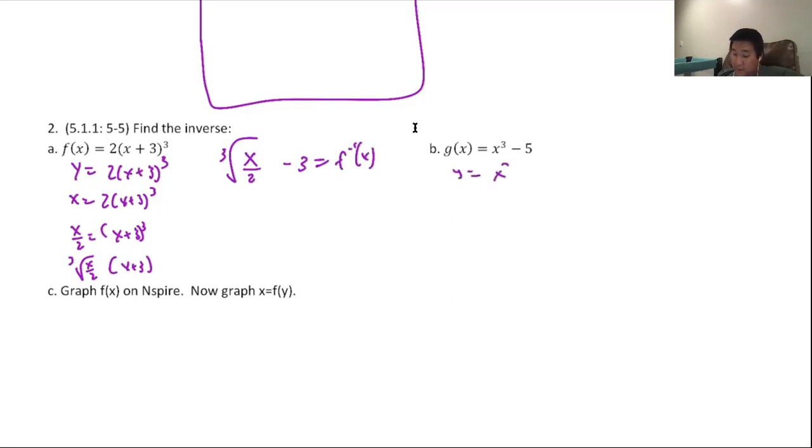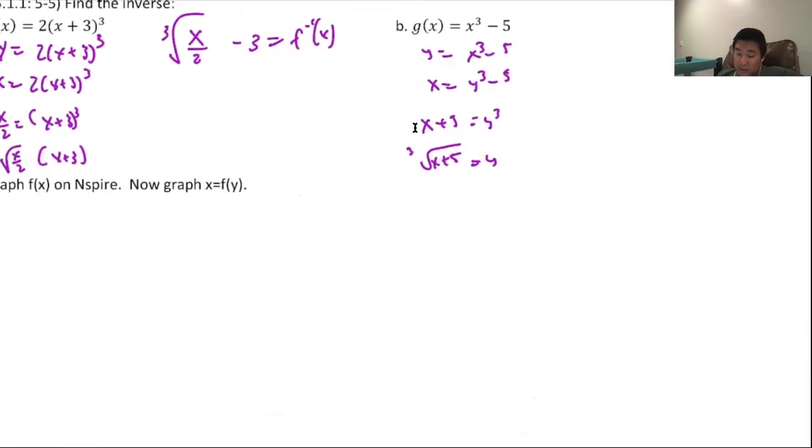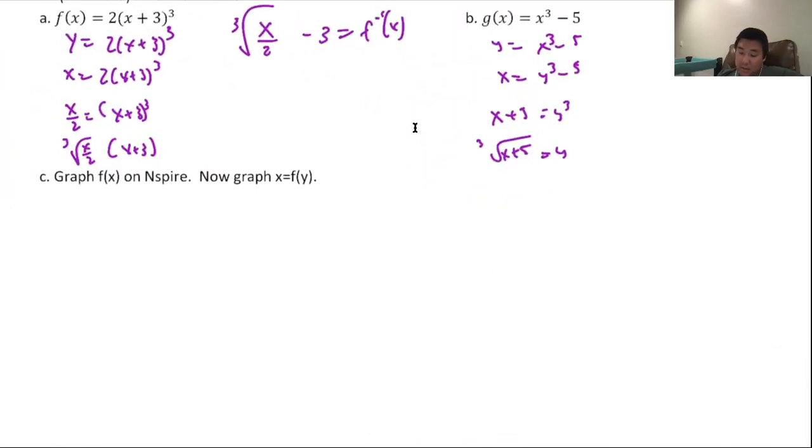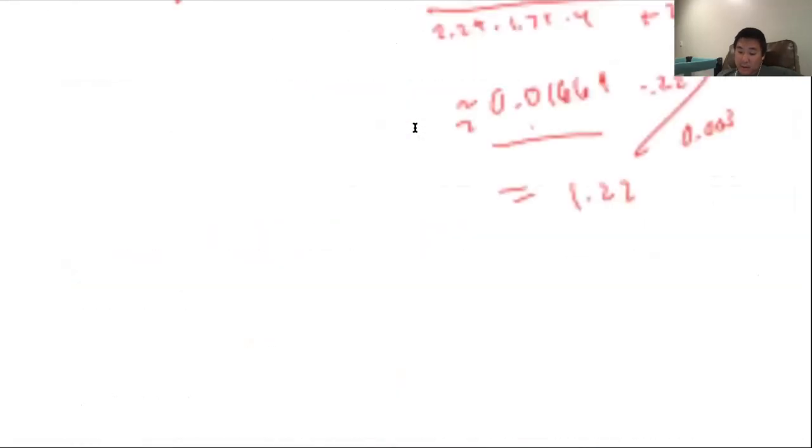This one: y equals x cubed minus 5. So x equals y cubed minus 5. X plus 5 equals y cubed. Y equals the cube root of x plus 5. Graph them, see how it works. Okay. Almost there, guys. I'll try not to mess up.